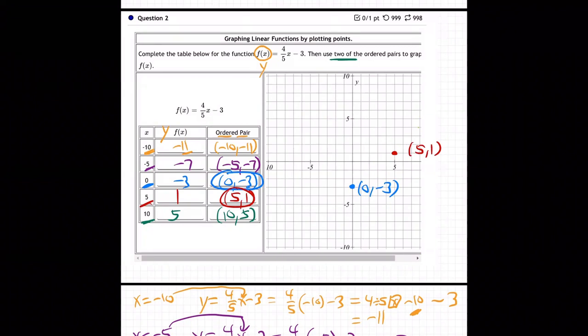All right. There we go. That's about the best I can do. Good enough. It'll make a line for you through those. When you just click on those 2 points, it'll make a line for you through those 2 points.